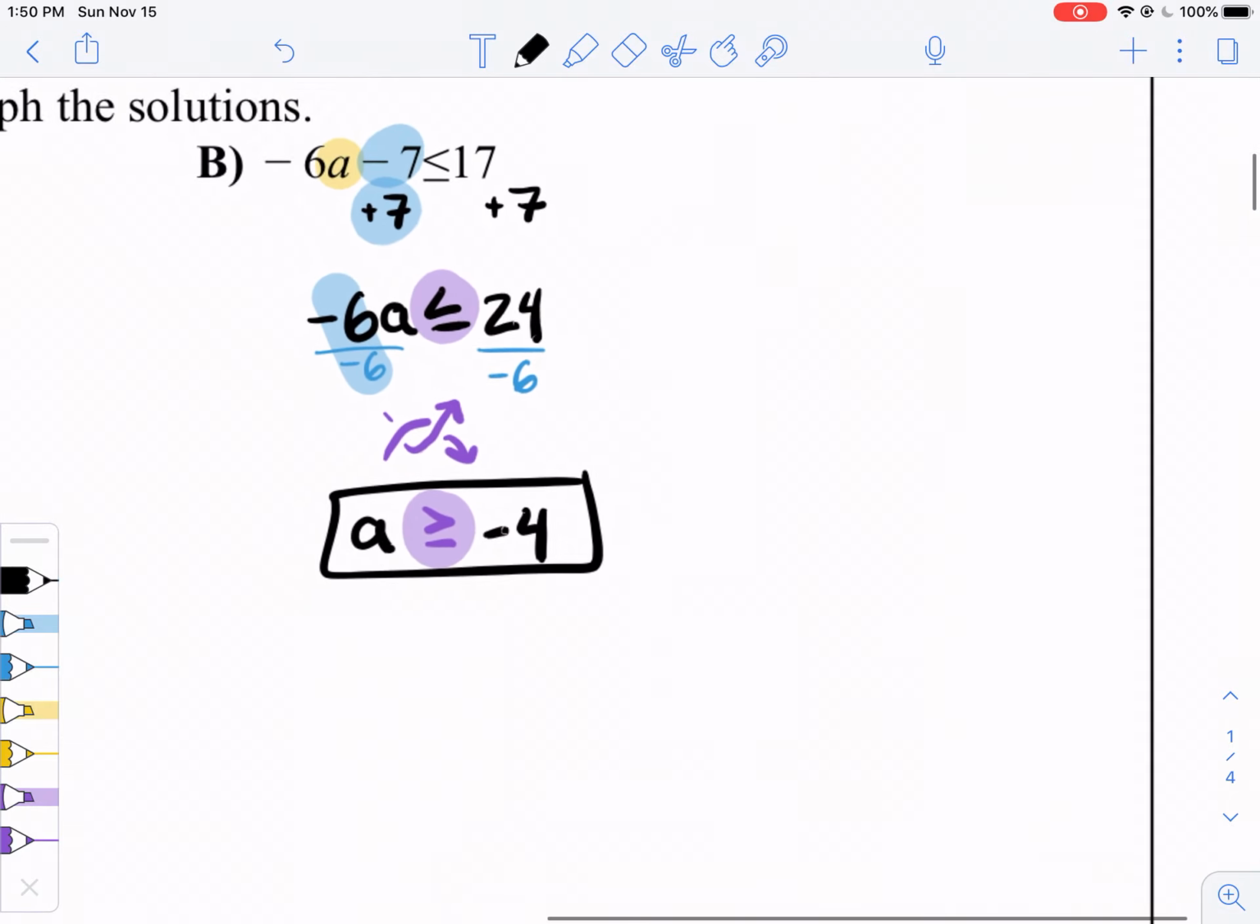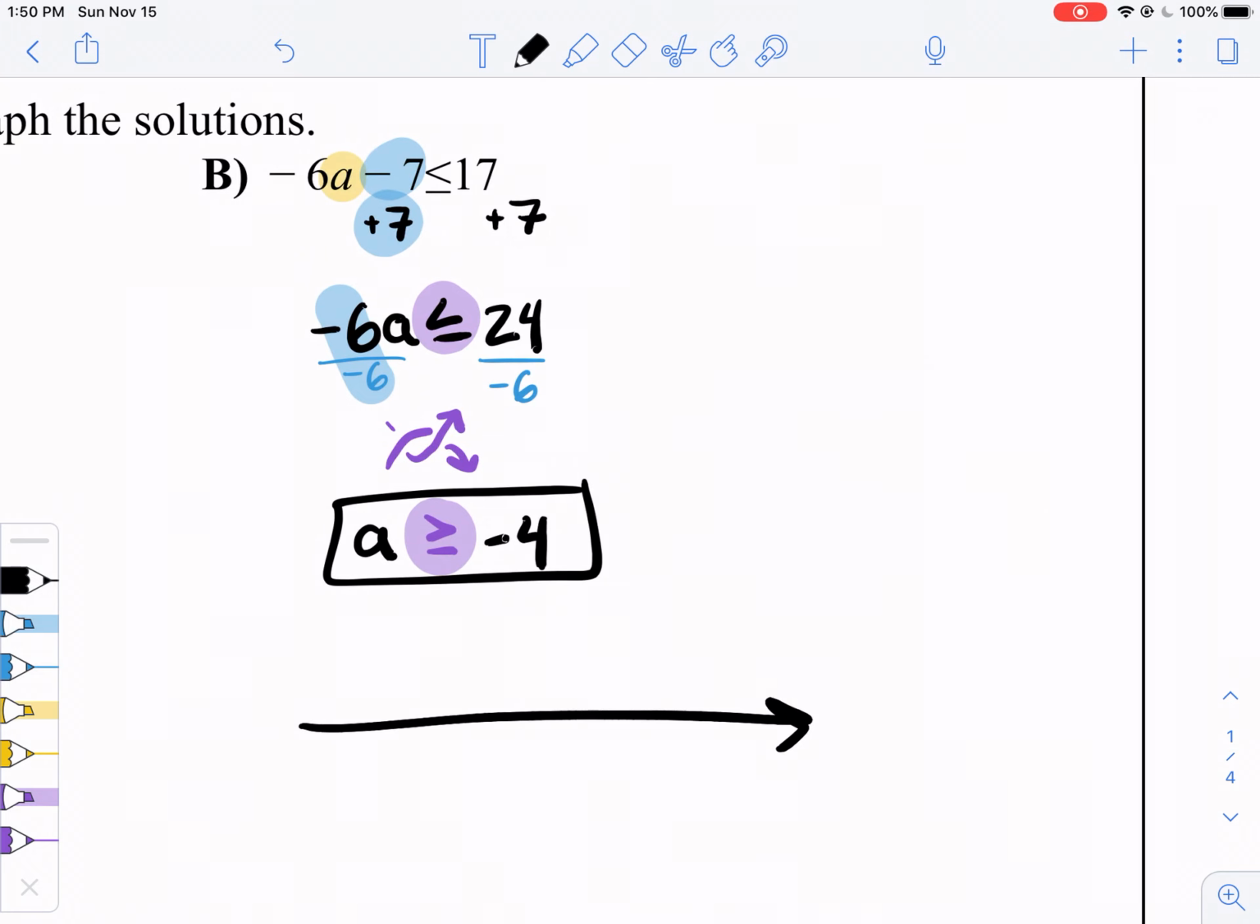Let's graph our inequality and see if we did this right. So we've got negative 4, negative 5, negative 3. And since we have greater than or equal to, that gives us a solid circle on our negative 4. a is greater than is going to go this way. So let's check our work.